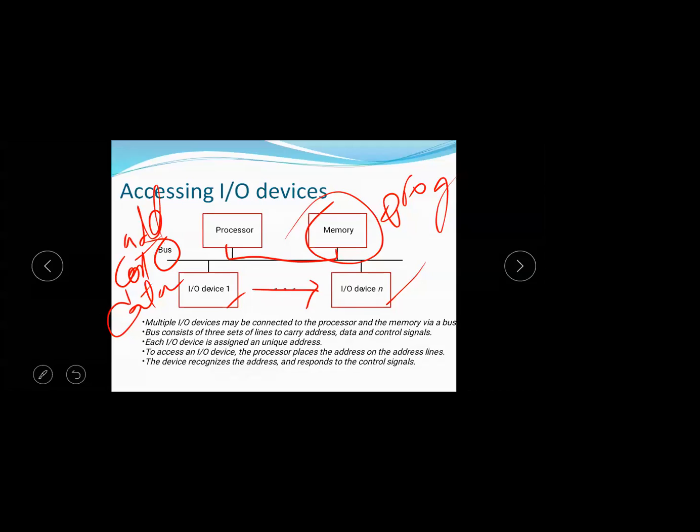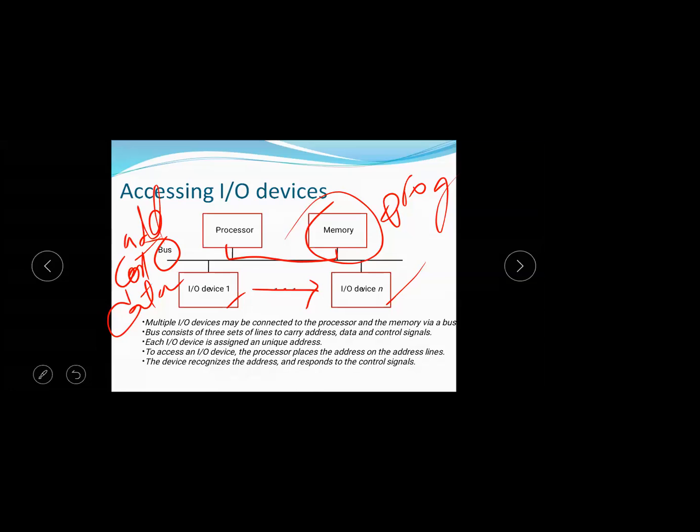The bus consists of 3 sets of lines to carry address, data, and control signals. As already discussed: address line, control line, data line. These 3 are used to carry the address signal, data signal, and control signals. To transmit these 3 types of signals, we have to use 3 lines: address line, data line, and control line.